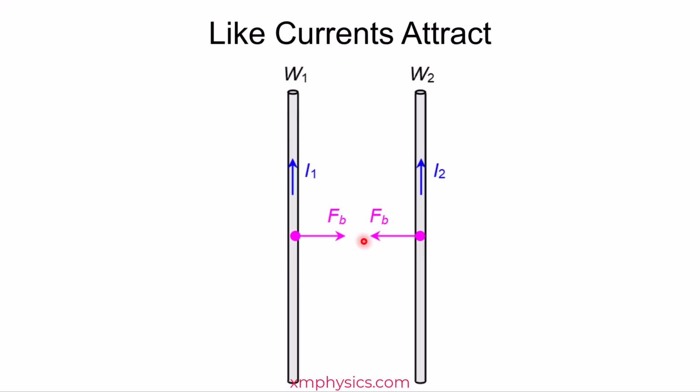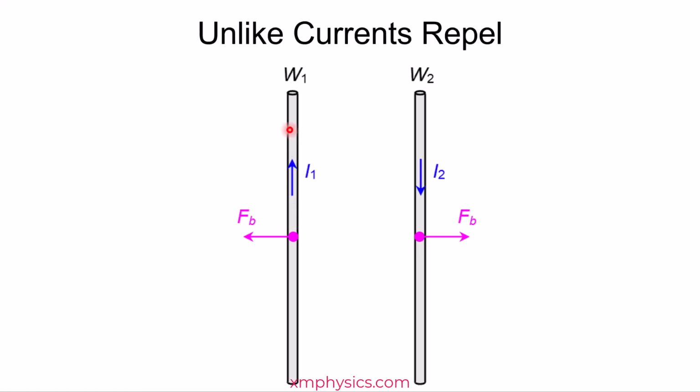If you have two straight conducting wires carrying currents in the same directions, that's what we mean by like currents. So if the currents in the two wires are in the same direction, then the two wires will magnetically attract each other. On the other hand, if the two wires are carrying currents that are in the opposite directions, which is what we mean when we say unlike currents, then the two wires will repel each other magnetically. So let's try to confirm that this is true.